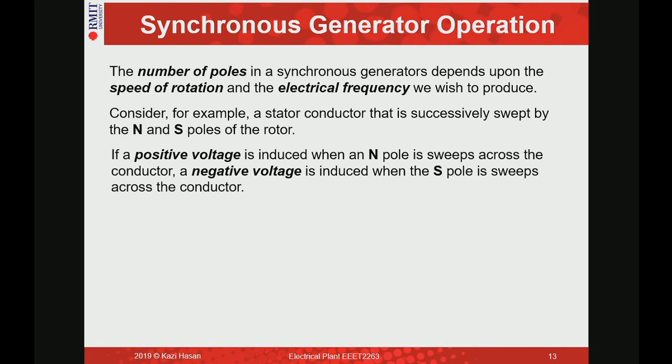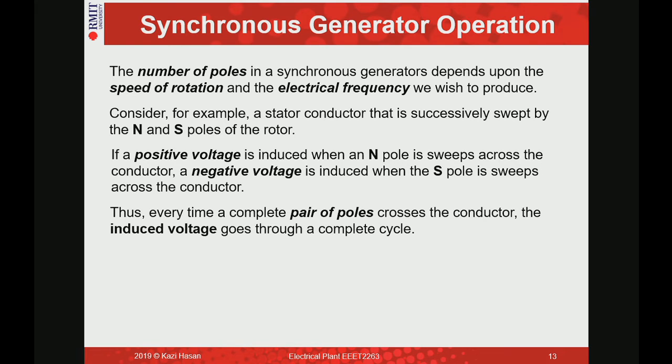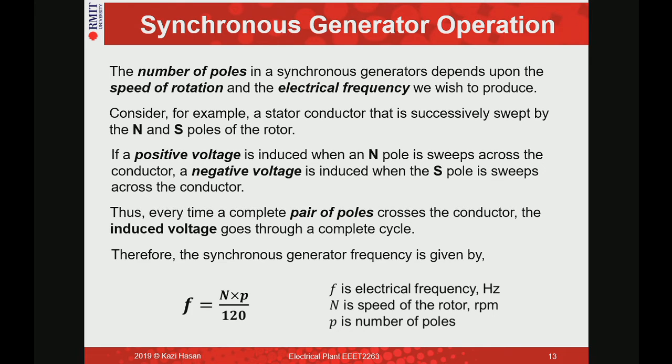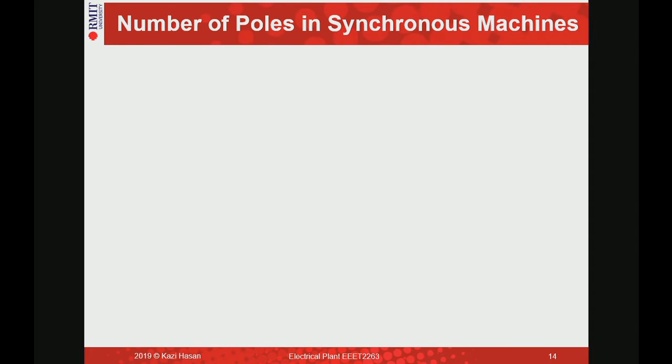So if positive voltage is induced when the N pole sweeps across the conductor, the negative voltage will be induced when the south pole is coming. So this is the mechanism, and every time a complete pair of poles crosses the conductor, the induced voltage goes through a complete cycle. We have discussed that, and this is giving us this equation. Now this makes sense, I think.